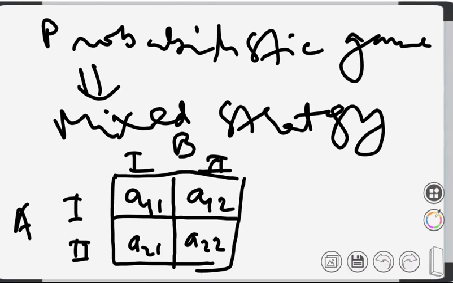Both players have two strategies, and we are assuming that the game does not have any saddle point, so the game will be played with mixed strategy. The first way of finding the optimal strategy and the value of the game is the algebraic method. So we are going to discuss the algebraic method of finding the solution of the game.